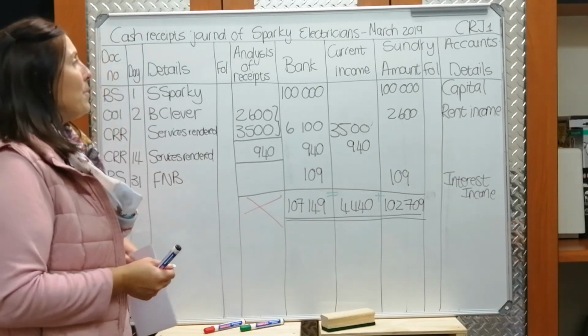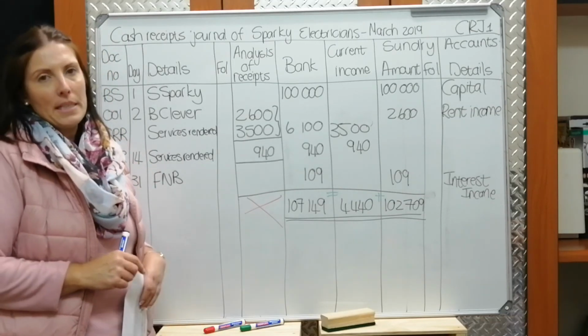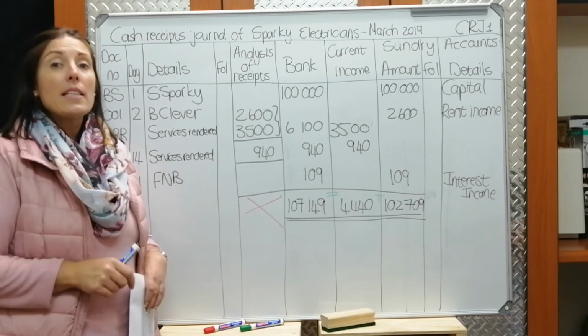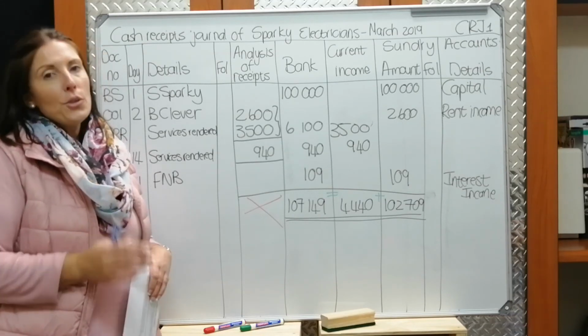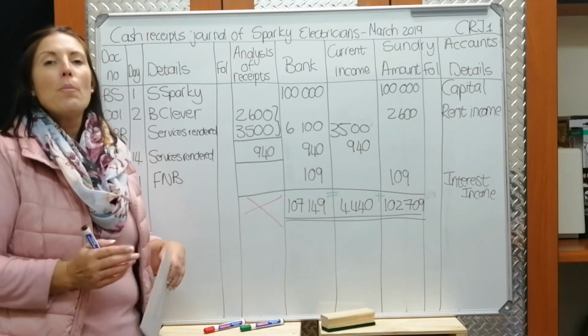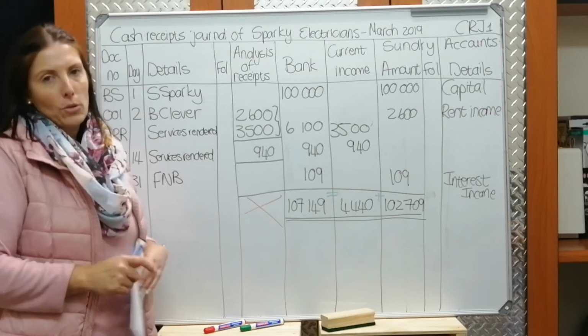Okay, I hope this helped you a bit. If there are any questions, please get back to us so that we can try and assist you. There's then activity 1 that you can now go and complete on the CRJ. You can complete your own CRJ and see if you can apply what we've discussed here.